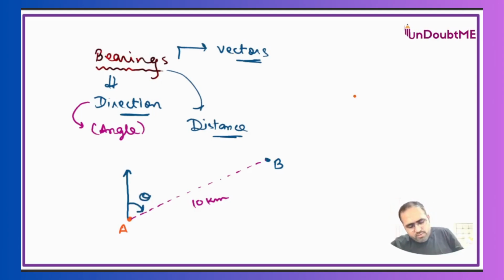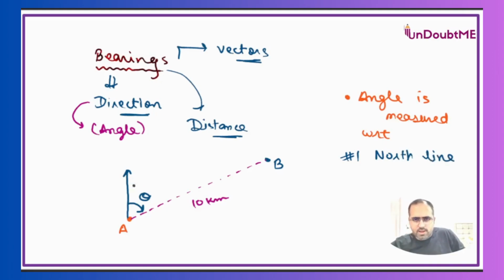There are a few important points which you can write separately: the angle is measured with respect to the north line. The north line is a vertical line, as you can see in the diagram, and it is always measured in clockwise direction. CW means clockwise direction. This is a convention. There is no logic behind it. It's just something we take as a reference, and based on this we will do everything.